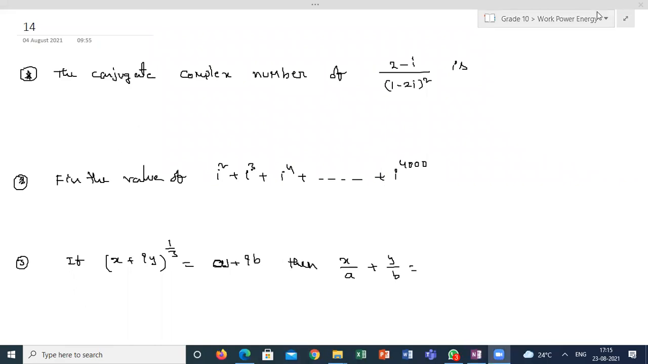Students, has anyone done the first question? Sir, minus 2 by 25 minus 11i by 25. One second, I'm writing the answer. Minus 2 by 25 minus 11i by 25. Super, this is the right answer.